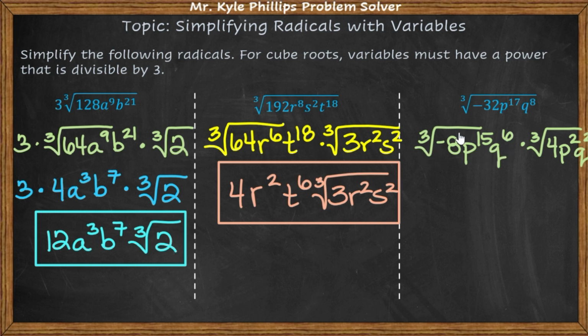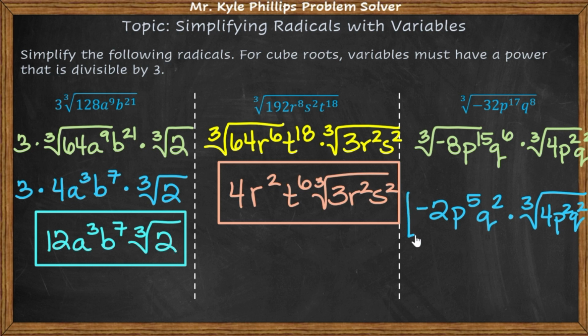So here we can take the cube root of everything that's here. None of this can simplify, so that will stay the same. So it looks like we're going to have negative 2 p. 15 divided by 3 is 5. 6 divided by 3 is 2. This will be times the cube root of 4 p squared q squared. And that will be my solution.